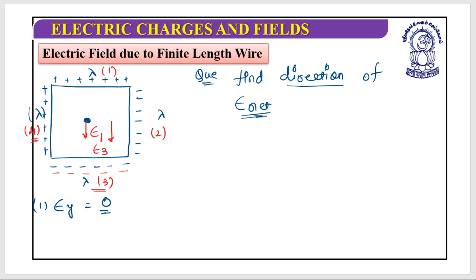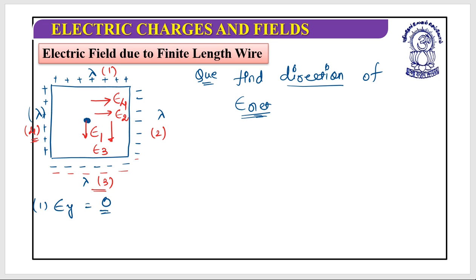Now let's consider the fourth wire. It is positively charged, so I draw it at this point. This is E4. Now consider the second wire. It is negatively charged. This will be E2.